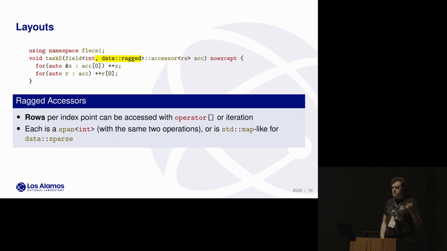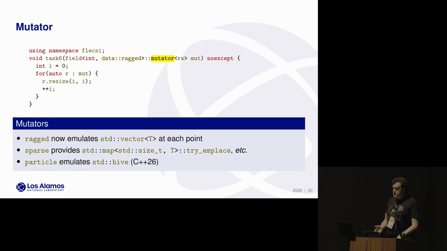If you have one of the more complicated layouts, you have a more complicated accessor. So if you have a ragged accessor, then you can index into it and get one of those rows, which is itself a span, and then you can iterate over that. Or you can iterate over the entire accessor and visit each of the rows in turn, and in this case, we do something with the first element of each of those ragged rows. If you have sparse instead of ragged, it's the same thing except you get a standard map interface instead of a span interface. We talked about mutators.